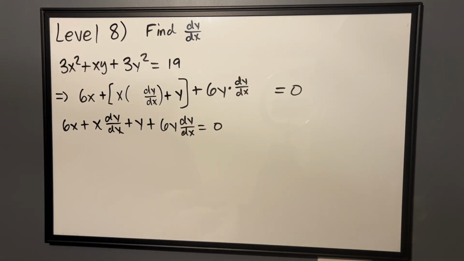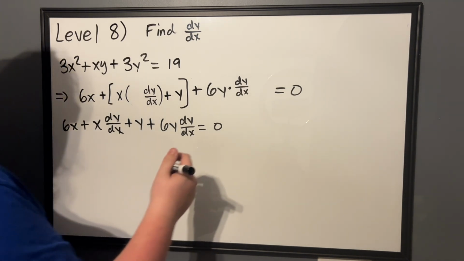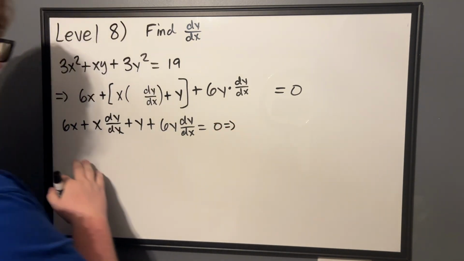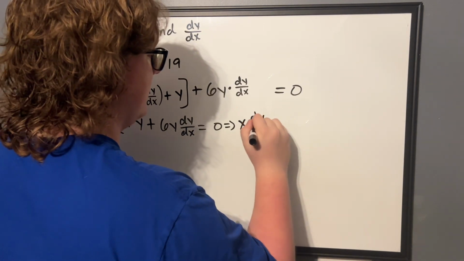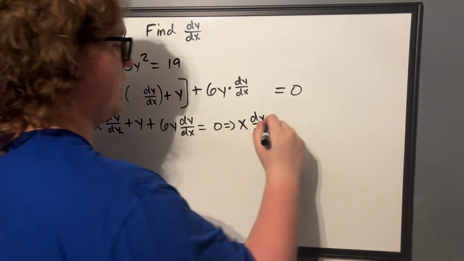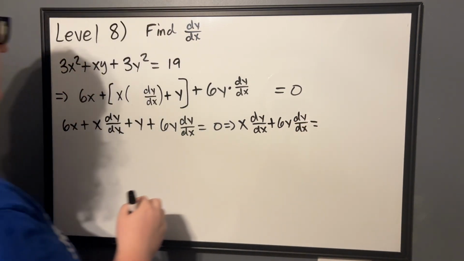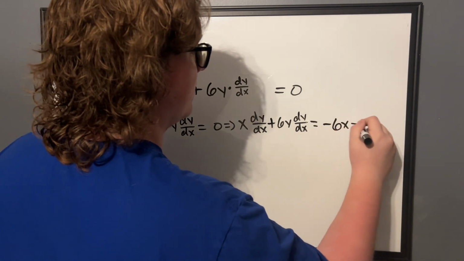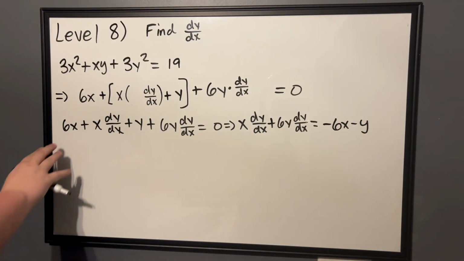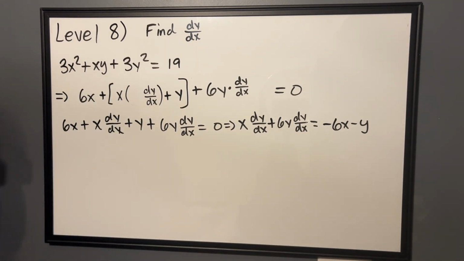Okay, so now we want to solve for dy/dx. So what we need to do is get all the dy/dx's on one side and all of the other terms on another side. So we're actually going to subtract off the 6x and the y. So what we're going to have is x dy/dx plus 6y dy/dx is going to be equal to negative 6x minus y, because we're subtracting those over. We're subtracting the 6x over to this side and subtracting the y over to this side. So that's where we're getting this.